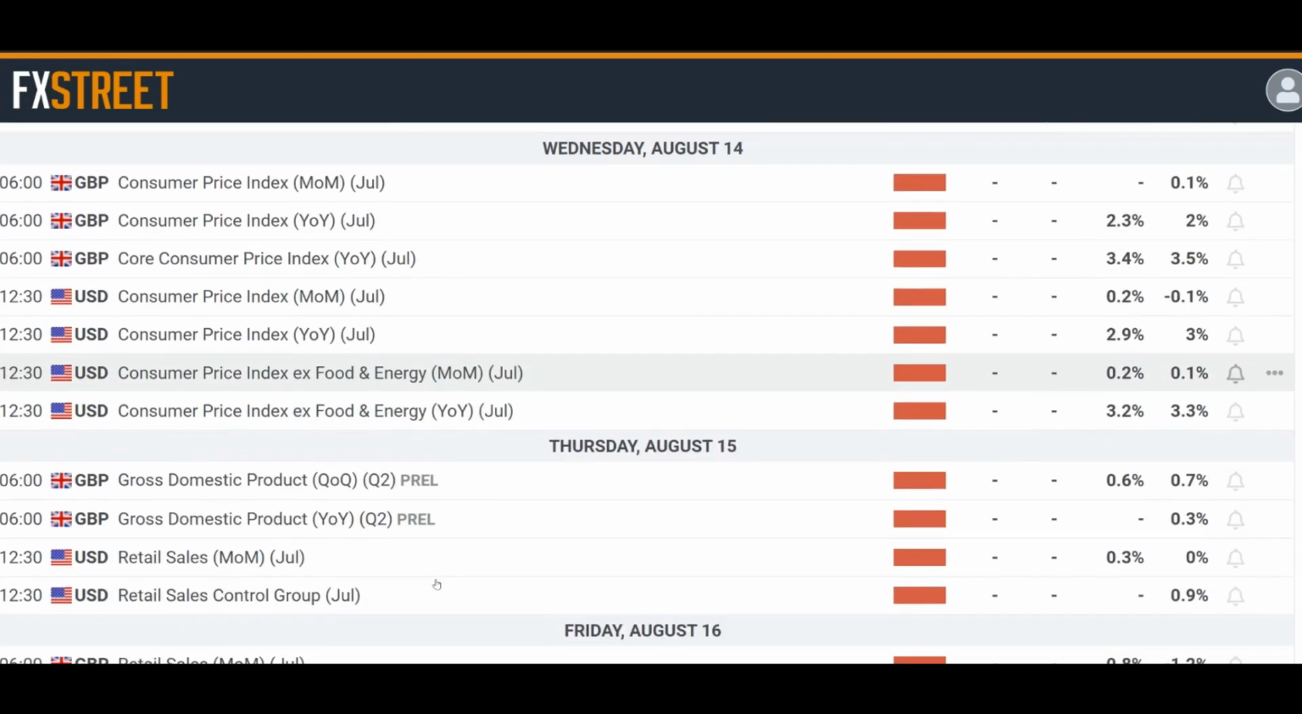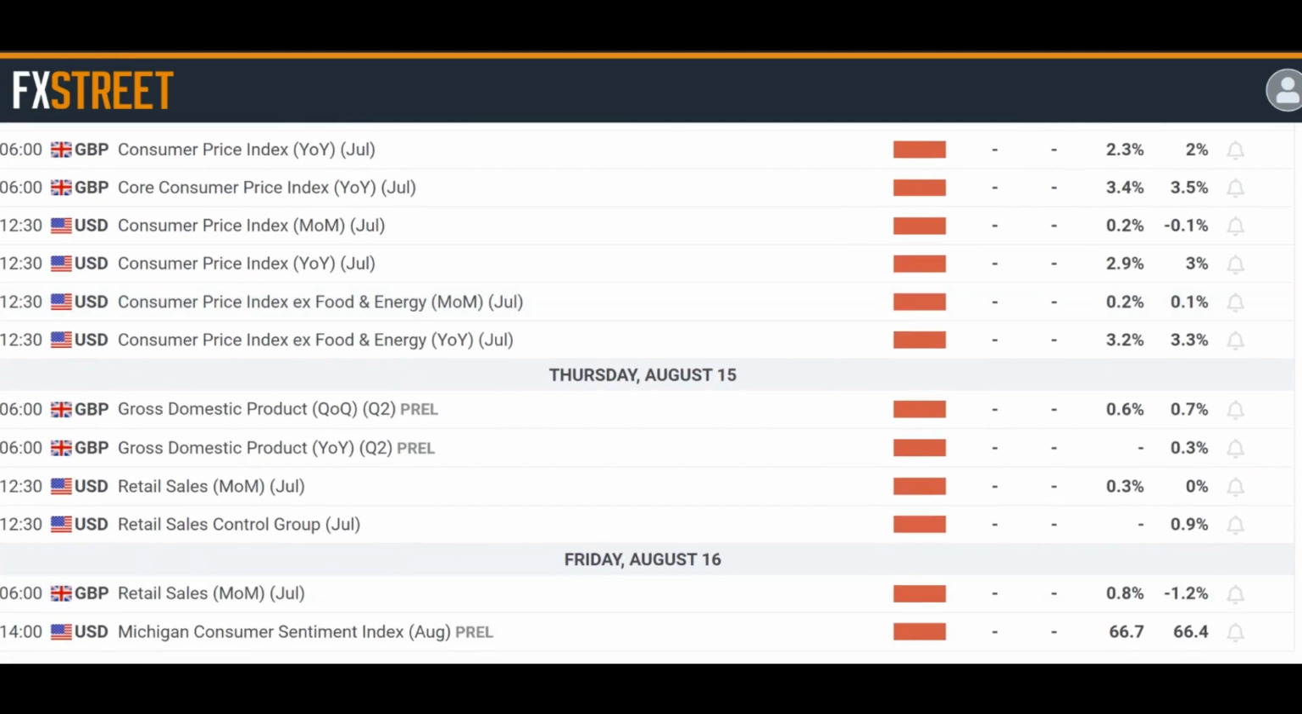Now, fast forward to Thursday, August 15th, we will be looking at another important event from the United Kingdom, which is the gross domestic product for quarter two. This is expressed as an annual growth rate, and in fact, it measures the total value of goods and services produced in the United Kingdom during the second quarter.